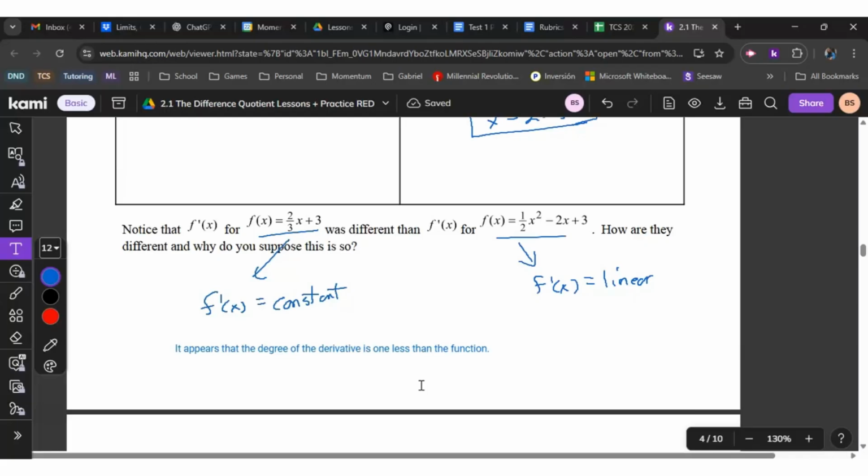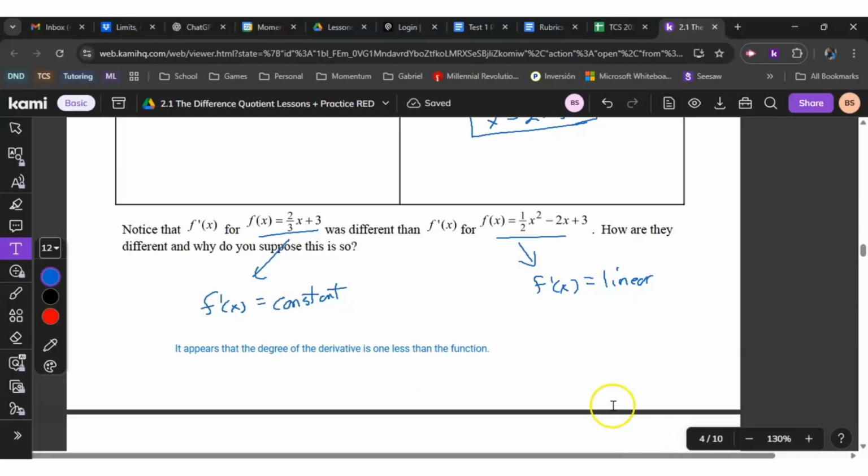Right? 0. It makes sense if you think about it. What does a line look like for a constant? Like, what is the graph of a constant? Just a flat line, right? What's the slope of a flat line? 0. Makes sense, right? Checks out.